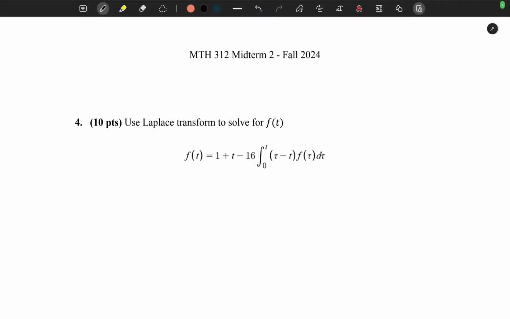Question 4 of the MTH312 Midterm 2. This question says use Laplace transform to solve for f of t. And f of t here is what we call a Volterra integral equation. So it's sort of a mix of a lot of the things that you learn. It includes Laplace, convolution. So let's jump right into it.